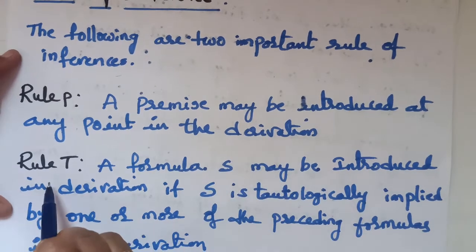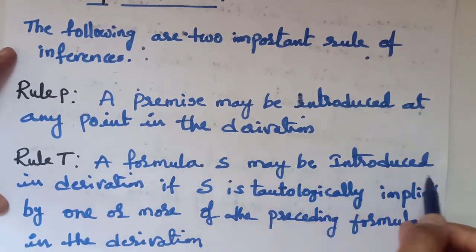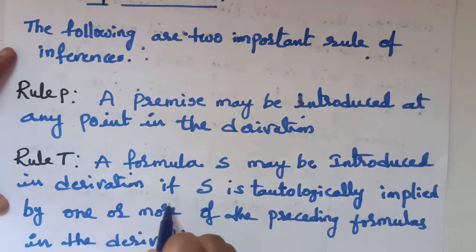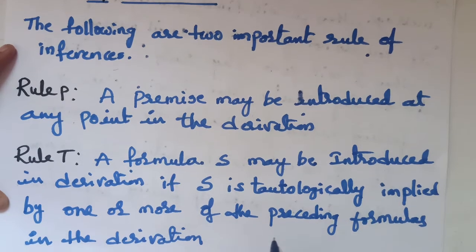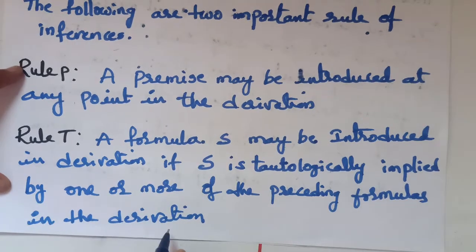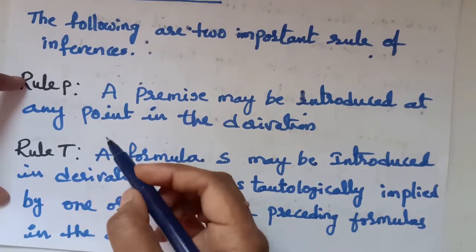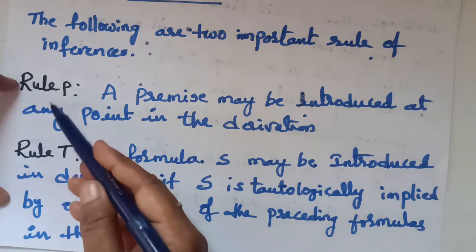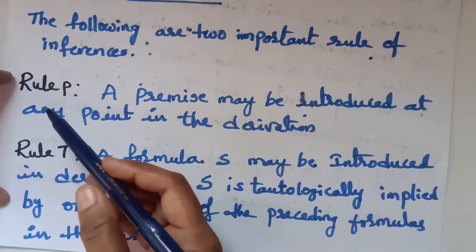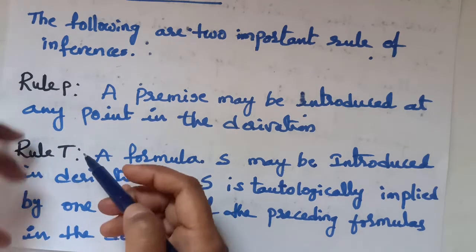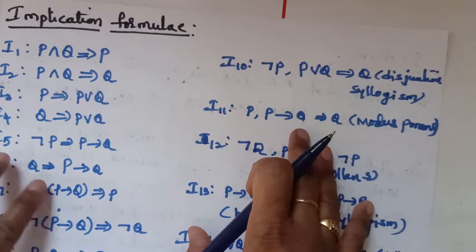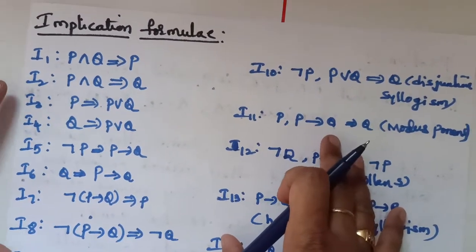Rule T: a formula S may be introduced in a derivation if S is tautologically implied by one or more of the preceding formulas in the derivation. We'll discuss these two rules, Rule P and Rule T, in more detail while solving problems. Before we solve problems, you should remember some implication formulae which are useful to solve rule of inference problems.